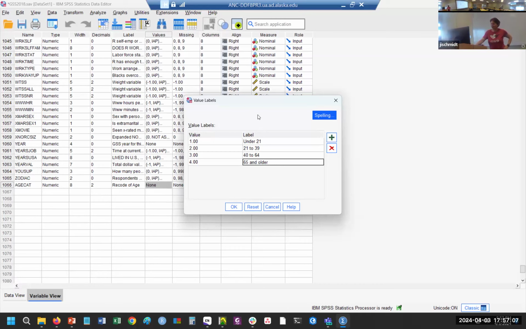Yep. And now you have to manually add, and again you have to remember what values you had. In this case, we had 1, 2, 3, 4. This is where you put your labels. Did that answer your question, David, online?